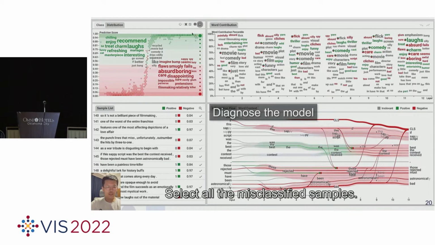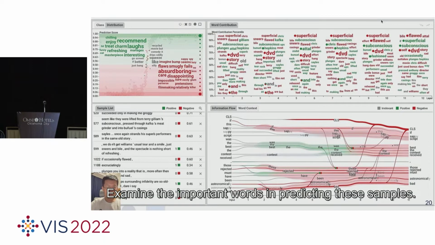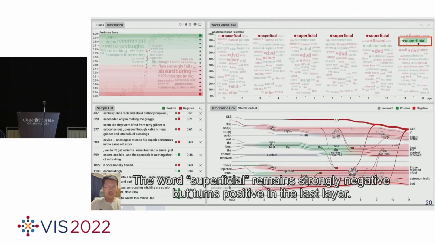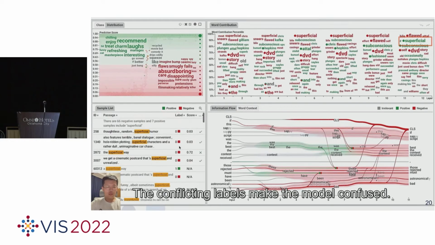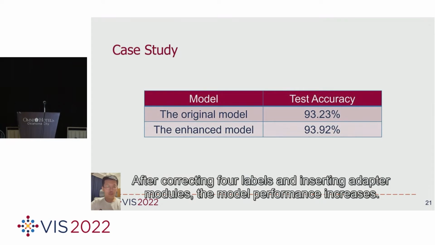Select all the misclassified samples. Examine the important words in predicting these samples. The word superficial remains strongly negative but turns positive in the last layer. The conflicting labels make the model confused. Correct the labels. After correcting 4 labels and inserting adapter modules, the model performance increases.